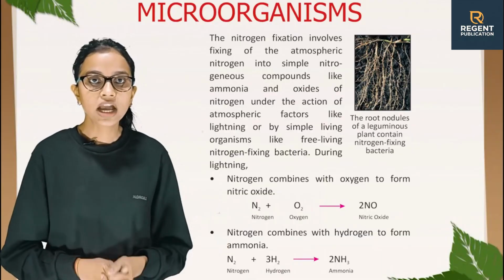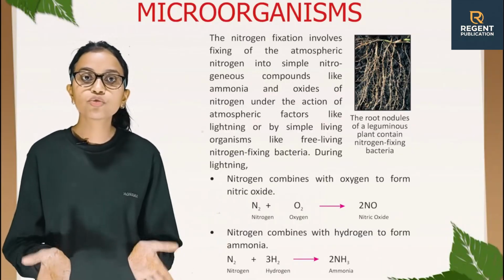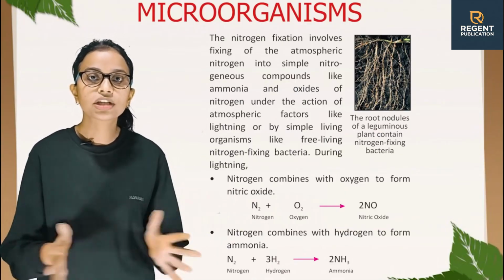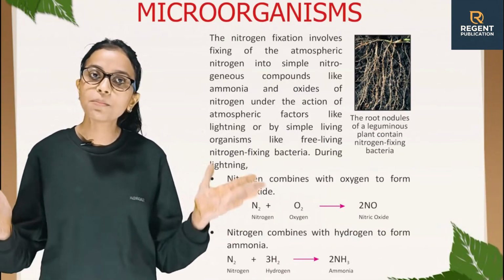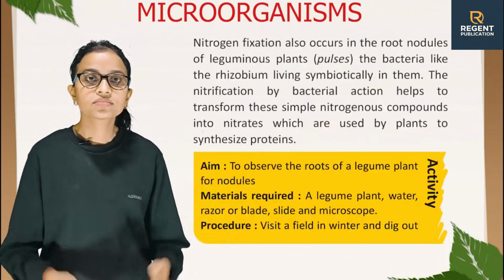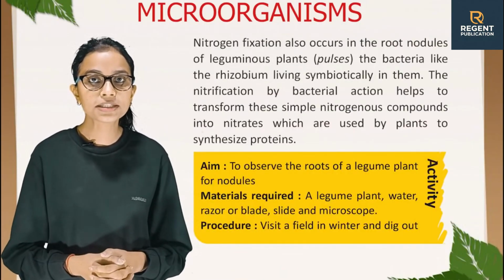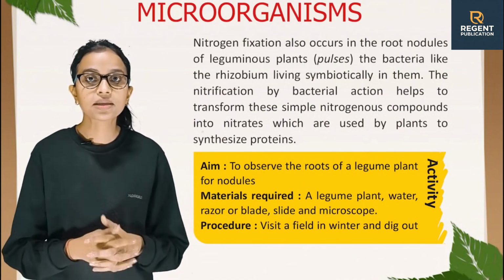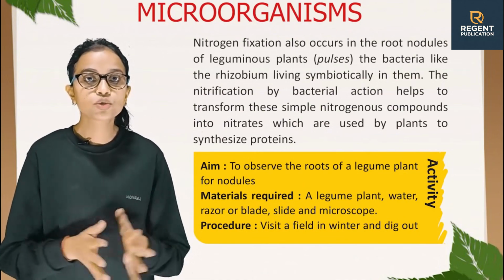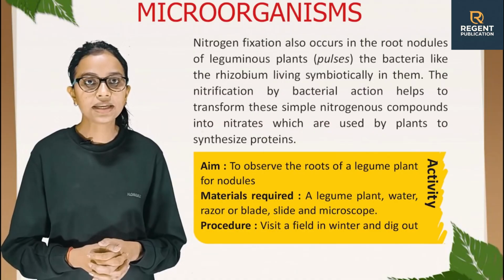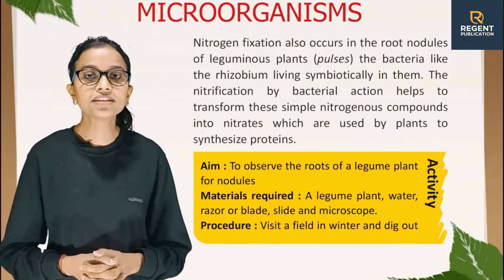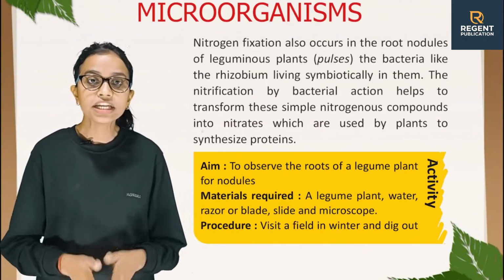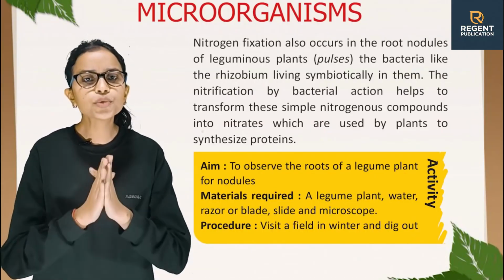During lightning, nitrogen combines with oxygen to form nitric oxide. Nitrogen combines with hydrogen to form ammonia. Nitrogen fixation also occurs in the root nodules of leguminous plants like pulses, with bacteria like Rhizobium living symbiotically in them. The nitrification by bacterial action helps to transform these simple nitrogenous compounds into nitrates, which are used by plants to synthesize proteins.